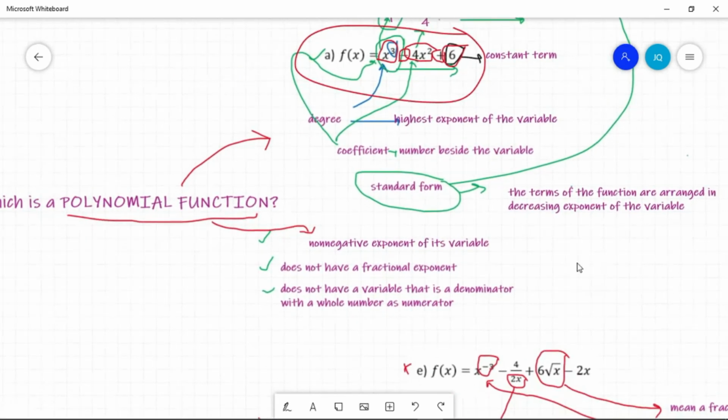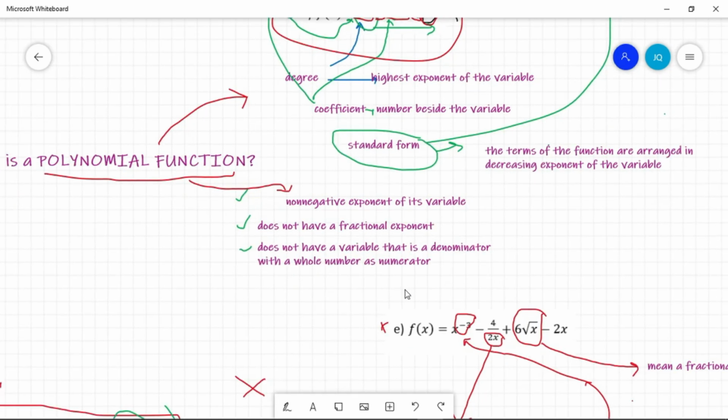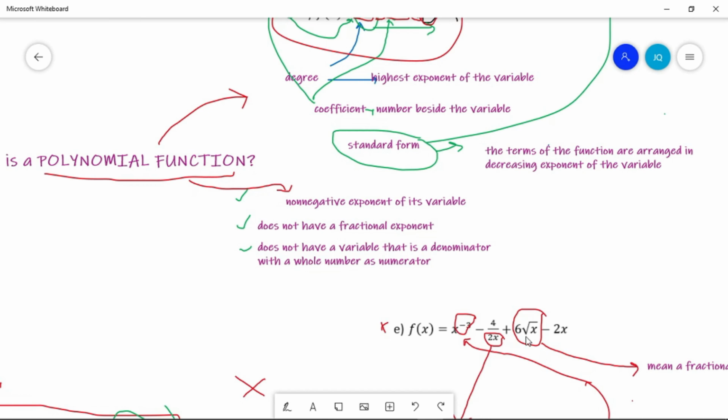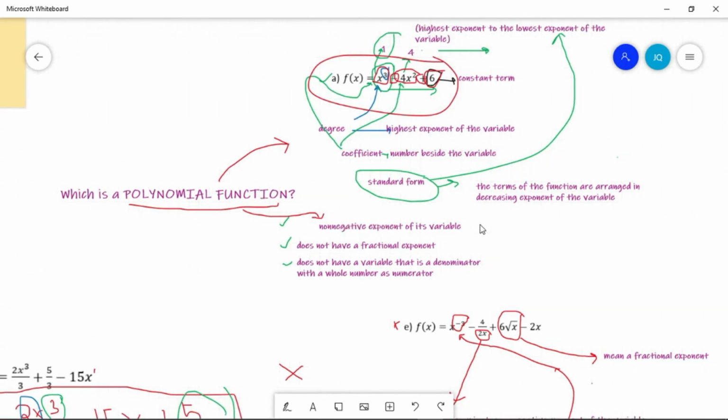Again, a polynomial function must have a non-negative exponent for all its variables, and does not have a fractional exponent, and does not have a variable that is a denominator with a whole number as numerator. So fractional, it has like cube root, square root, or the fraction itself. Okay, so that's all.